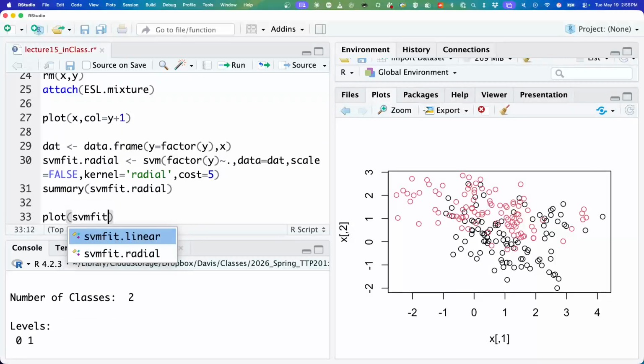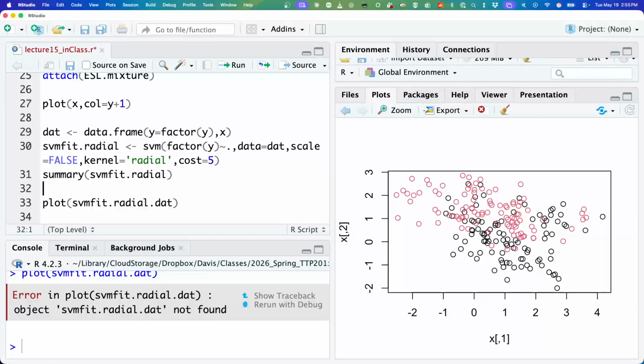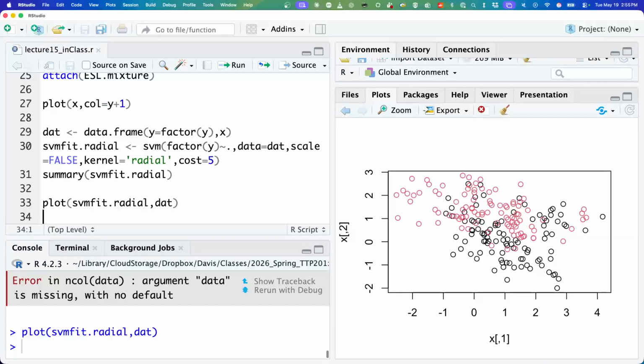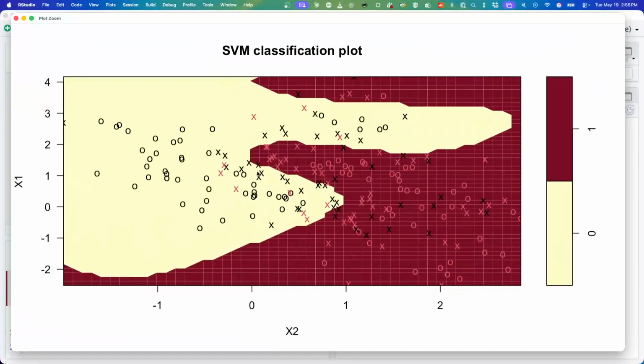And let's take a look at this. Oh, what happened? Plots. Oh, here we go. All right. So this time, I draw a plot that looks like this.